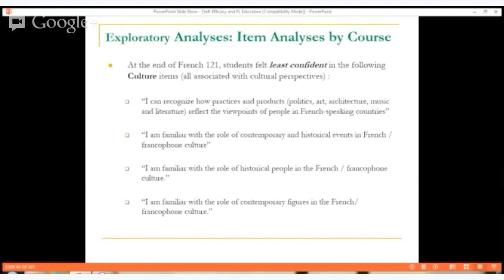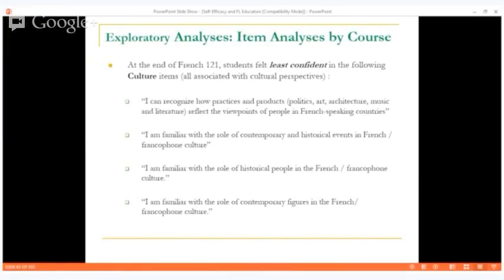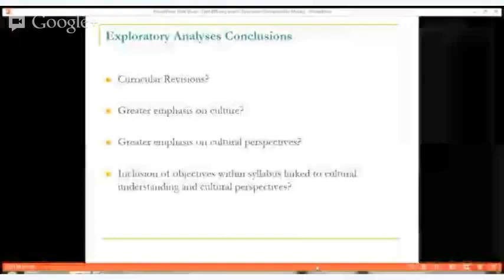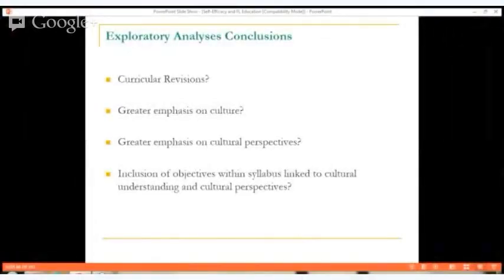And now the question was, how could we enhance that? Should we? Do we need to? Can that happen later? Can that be focused on at the intermediate level? Or should we integrate this more? These were all questions that came about when we found this information. So, questions: do we need to place a greater emphasis on cultural perspectives? Do we need to include objectives within the syllabus linked to cultural understanding and cultural perspectives? And how can we enhance that? These were all things that came up.